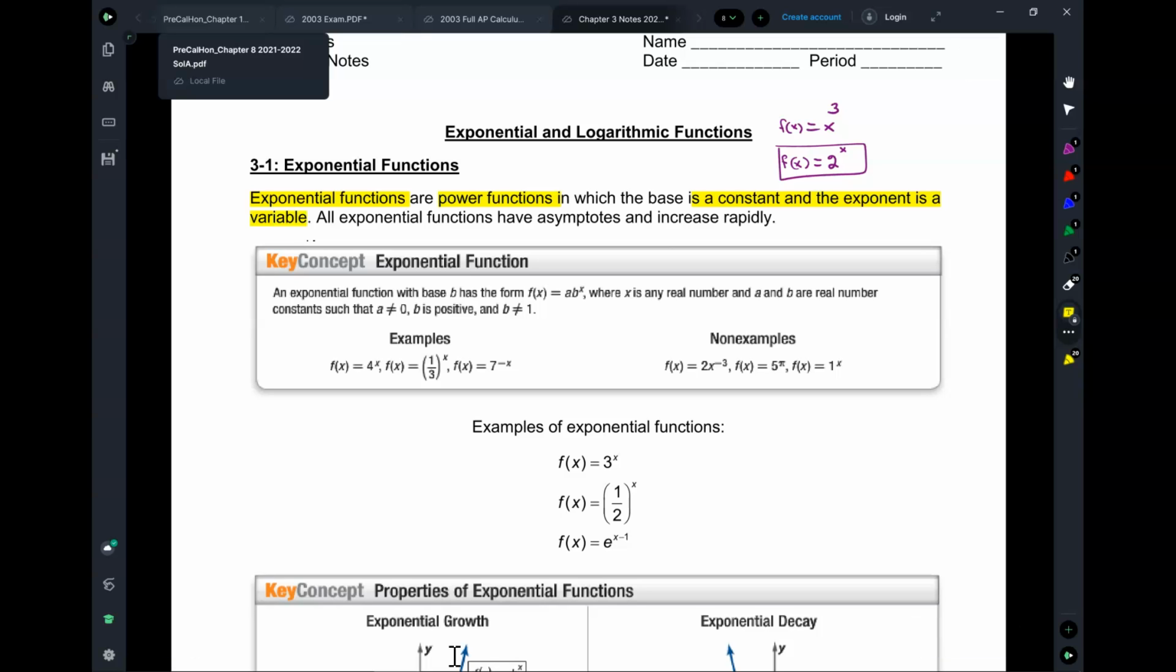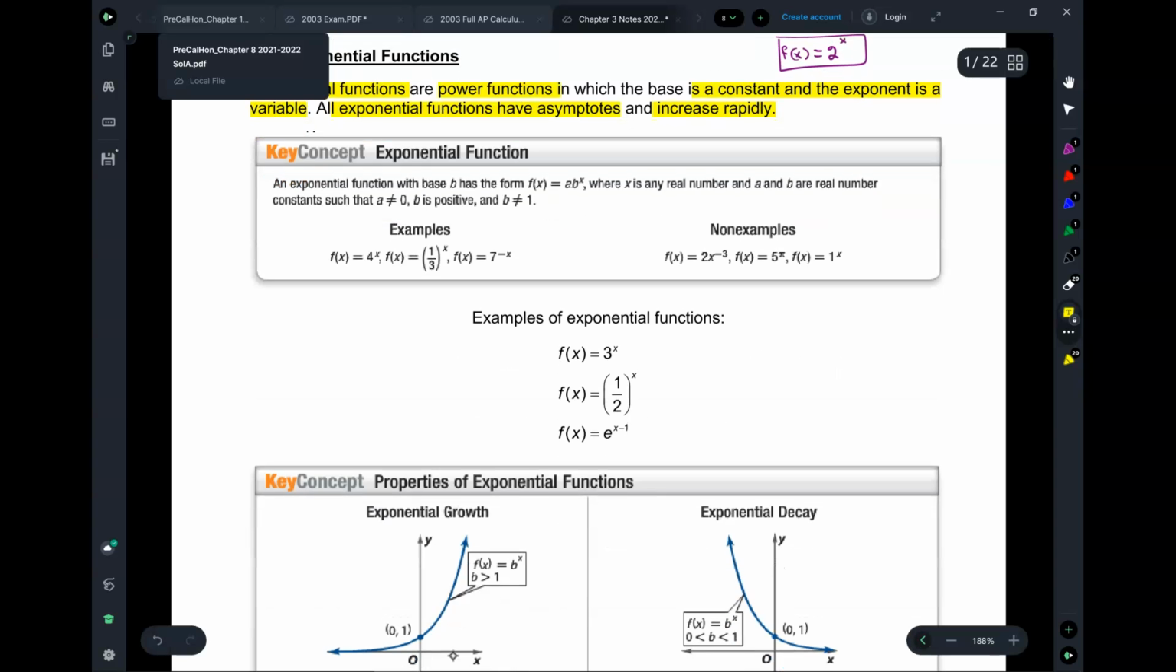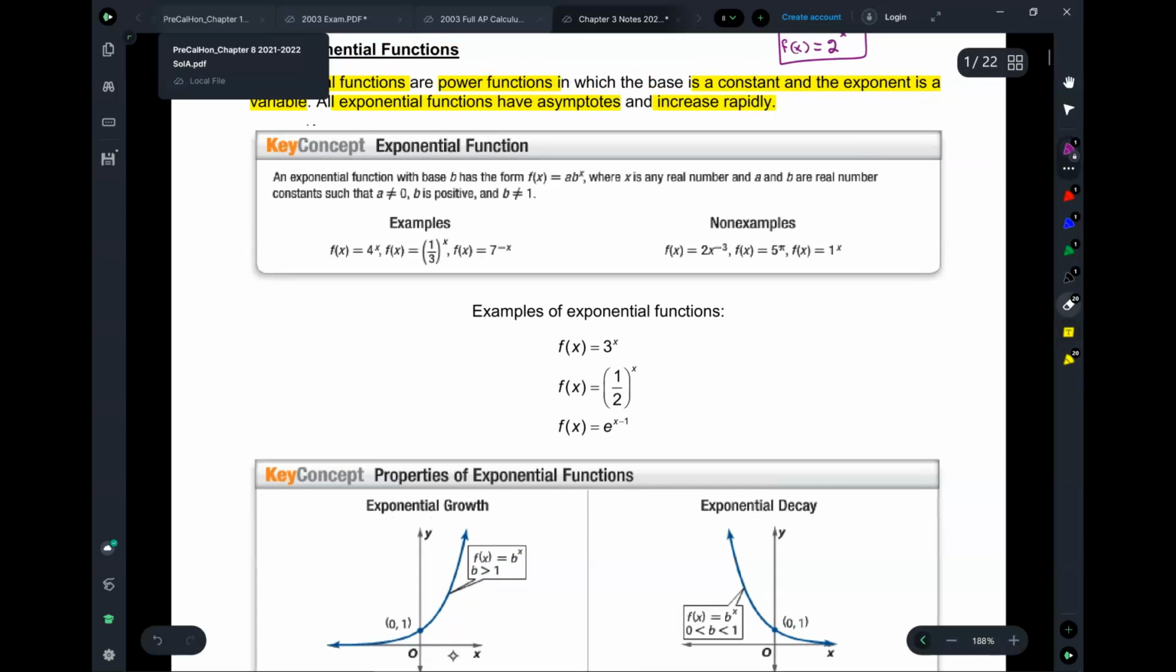The two very, very important characteristics of an exponential function is they have asymptotes and they increase or decrease very, very rapidly. All right? So, take a look at some examples of exponential functions here. This one, right? 3 to the x, a constant to the power of a variable. Half to the x, right? A half is a number to the power of a variable. And then here we have e, which is also a number, like 2.7 to the power of a variable.